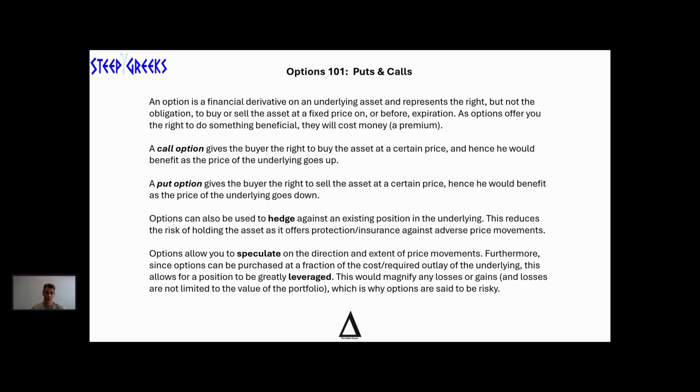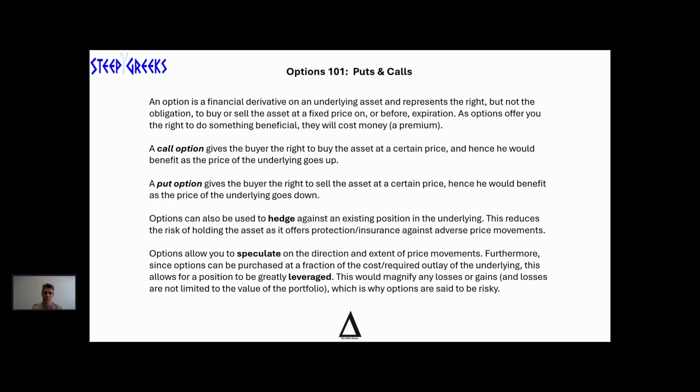So first thing we need to know is, what is an option? An option is a financial derivative on an underlying asset and represents the right, but not the obligation, to buy or sell the asset at a fixed price on or before expiration. As options offer you the right to do something beneficial, they cost some money, a premium.